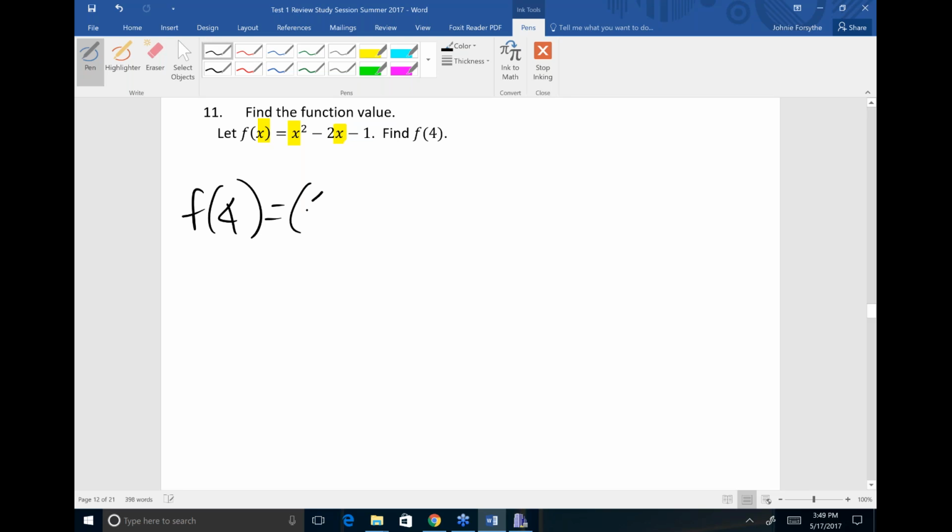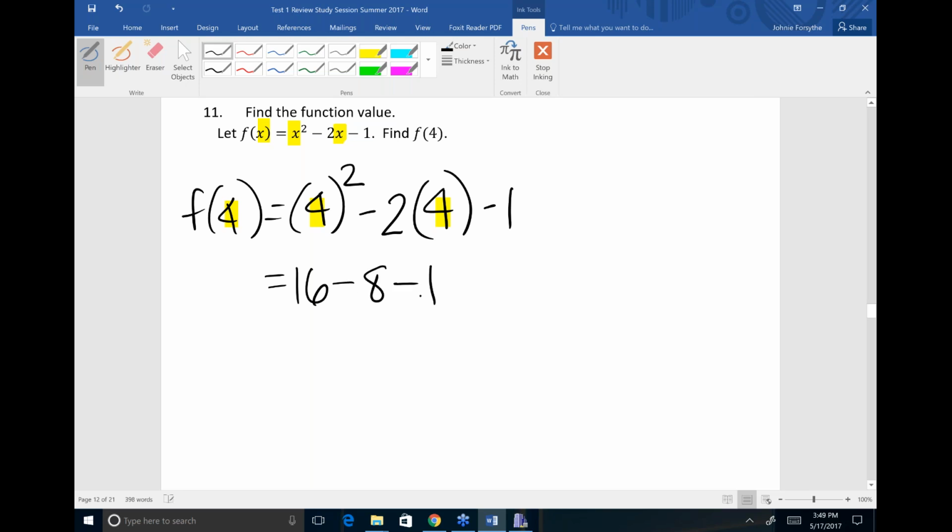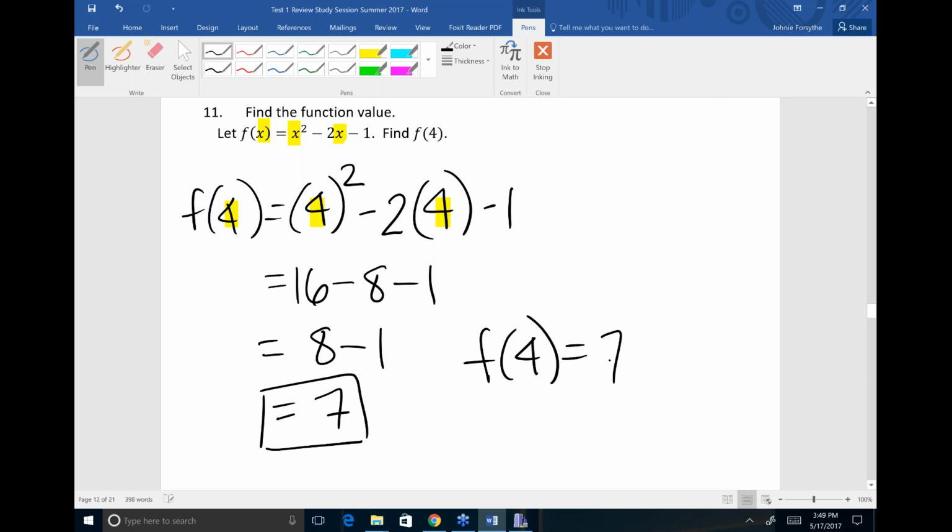Okay, f of 4 equals 4 squared minus 2 times 4 minus 1. We're just plugging in 4 everywhere we saw x. And then we're going to just solve. So 4 squared is 16. Negative 2 times 4 is negative 8. Then we have minus 1. 16 minus 8 is 8. Bring down the minus 1. And then 8 minus 1 is 7. So f of 4 equals 7. When you plug in 4, the input of 4 will give you an output of 7. Okay?